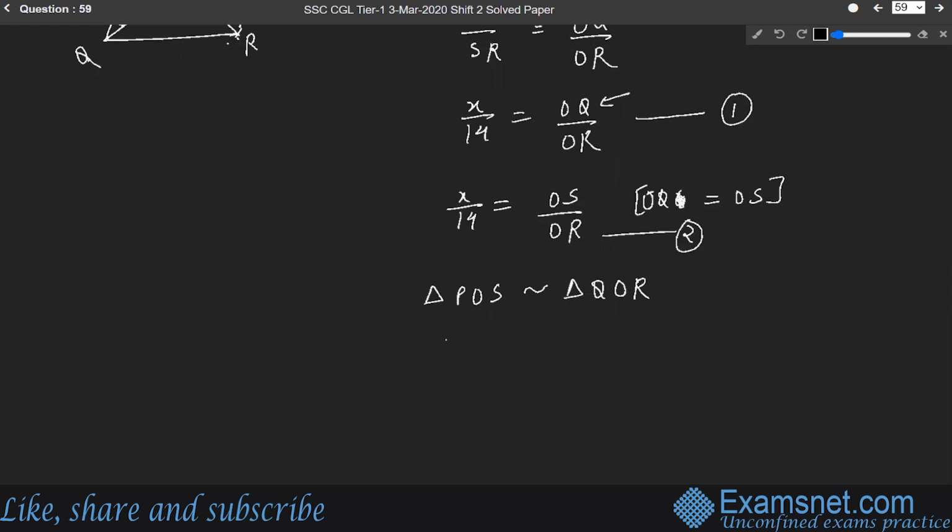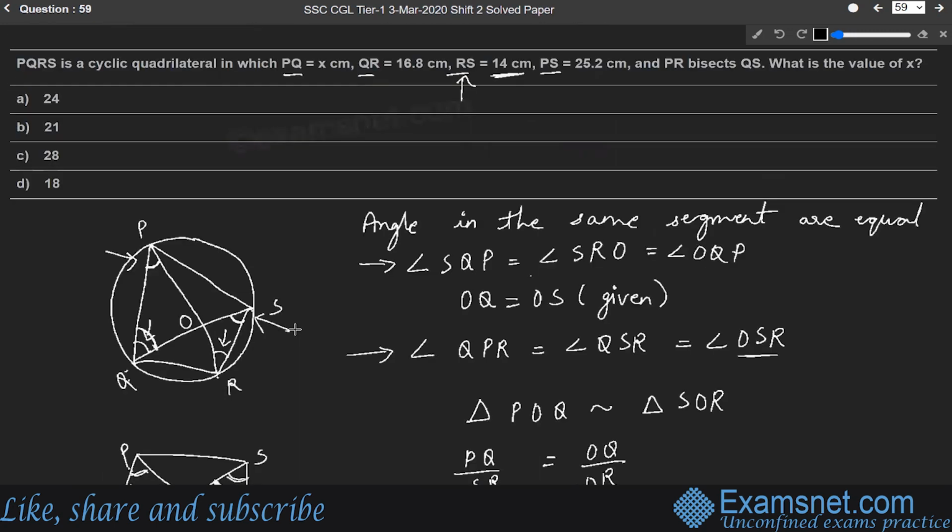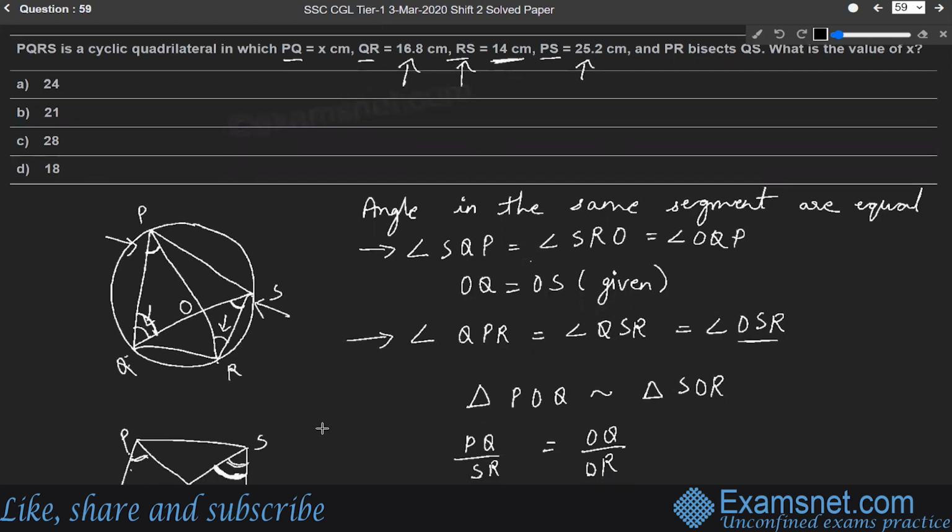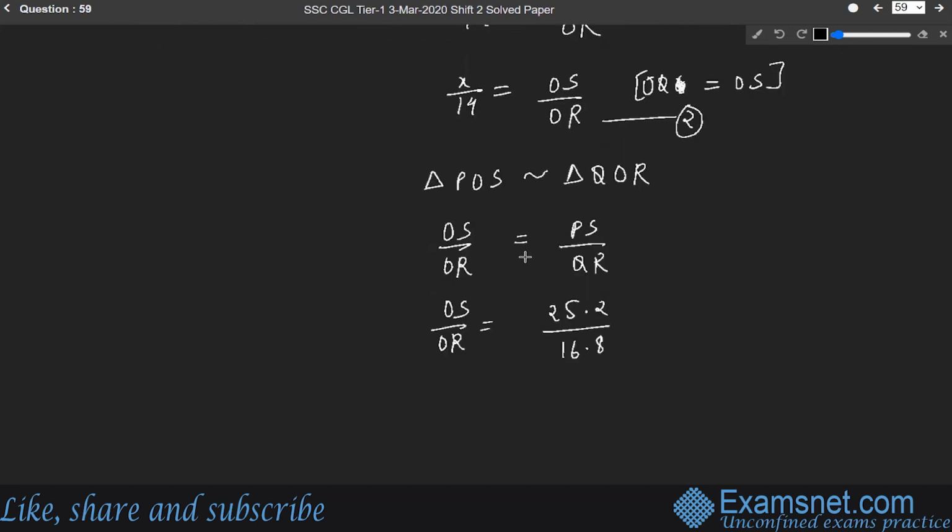So what are the corresponding sides here? OS divided by OR will be equal to PS divided by QR. Okay. Now OS divided by OR will be equal to, what is PS? It is 25.2. What is QR? It is 16.8. Both the values are given in the question. Okay, 16.8 and 25.2. We have just simply substituted the values. Okay, so let this be equation number 3.